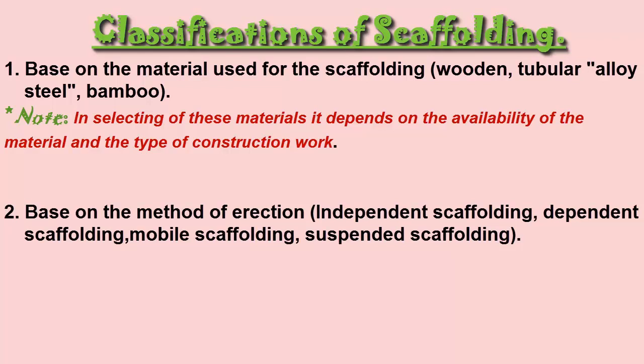The independent scaffolding, and the other one we have dependent scaffolding. We have mobile scaffolding and suspended scaffolding. All those are the major kinds of classification we can use to know the difference between one scaffolding and the other. That is basically what is there. That is for the definitions.